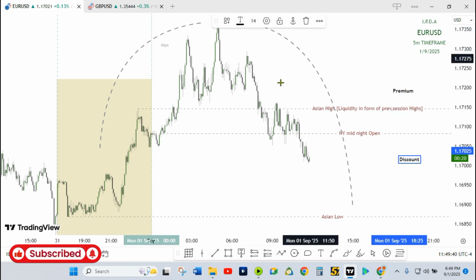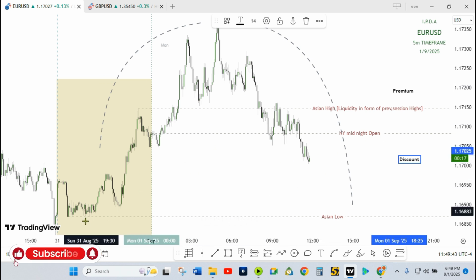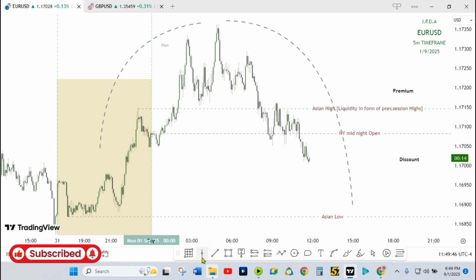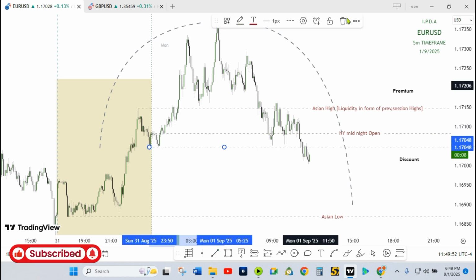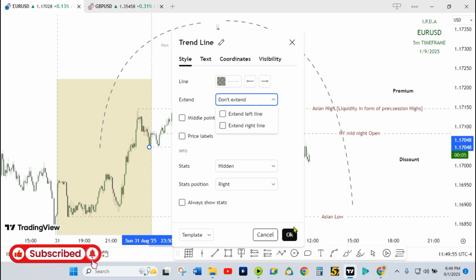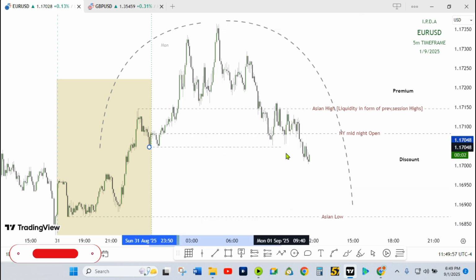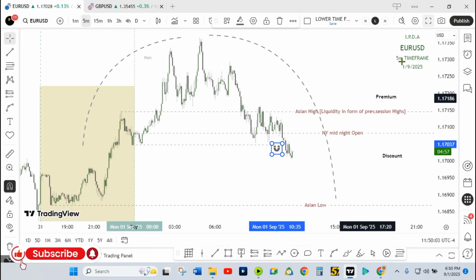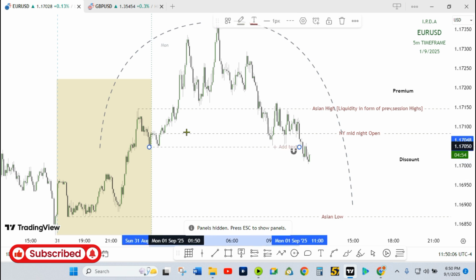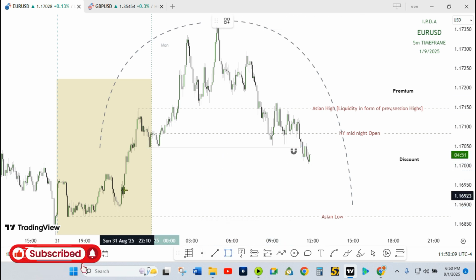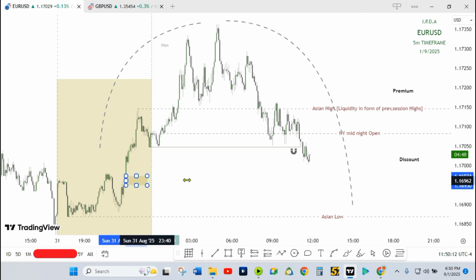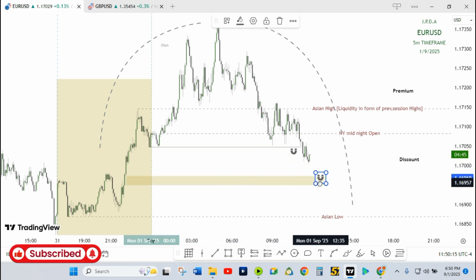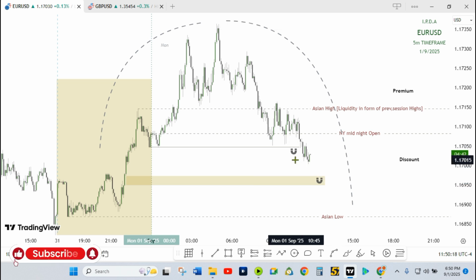So our targets should be any key level in the discount, and the targets are the lows near New York midnight open. These lows are essential as the target. They will act like a magnet. We also have this gap. This gap will act as a magnet too. So now we have two magnets where price has to go and visit.